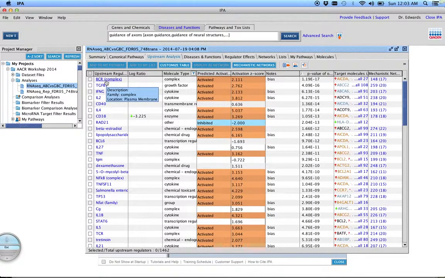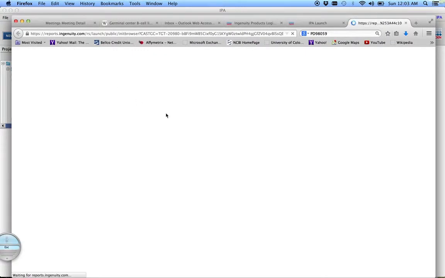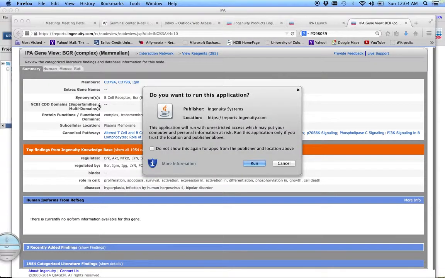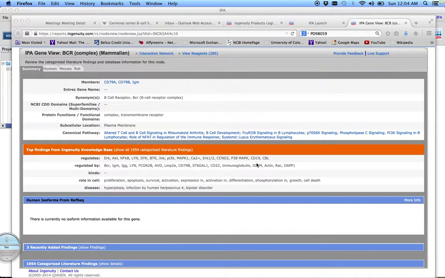Given here in this first one is the BCR complex. This is B cell receptor complex, I believe. And again, you can click on any of these and get more information on them. B cell receptor complex. Canonical pathways, what it regulates, what it's regulated by. We saw this in the networks. We saw ERK. I actually did see it in one of those.